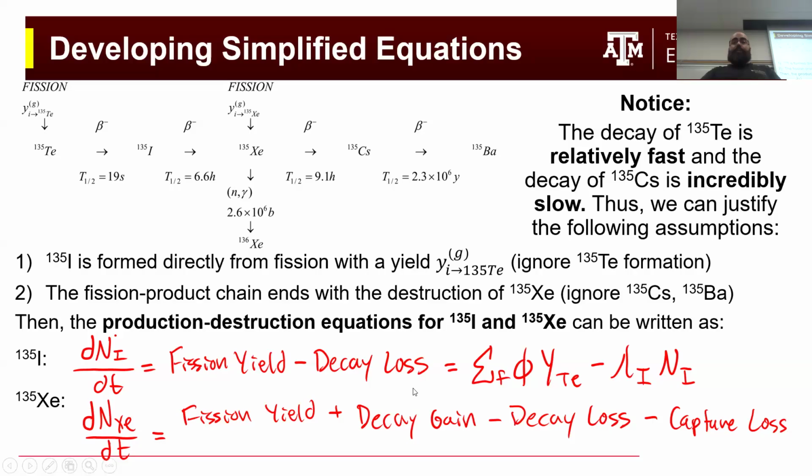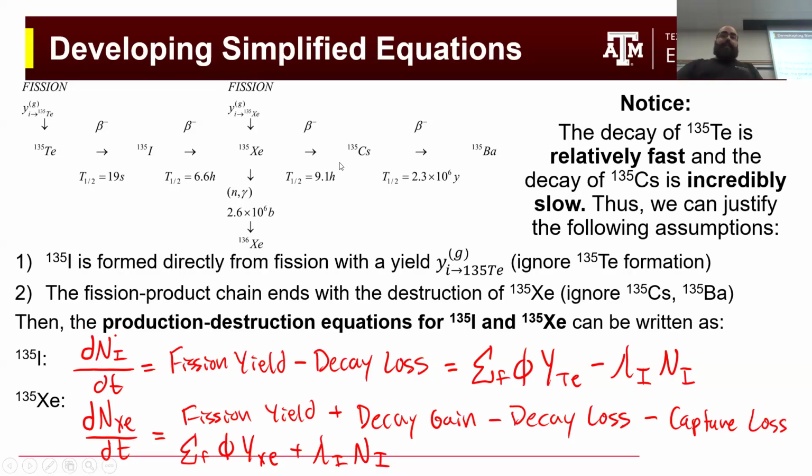And then we can fill out equations for each of these terms. If I think about my fission yield, again, it's going to look like a fission rate density, but then times the yield for xenon. So it's going to look like a sigma F times a flux, and then times the yield for xenon. That's my fission yield term for xenon. The iodine decays and produces xenon. So the decay loss for iodine is also the decay gain for xenon. The gain term for xenon looks like a plus lambda for iodine times the number density for iodine.